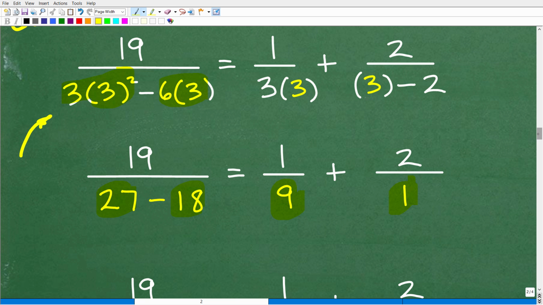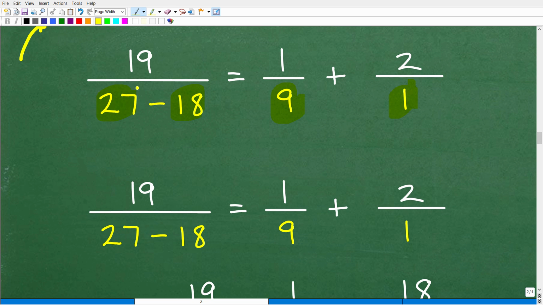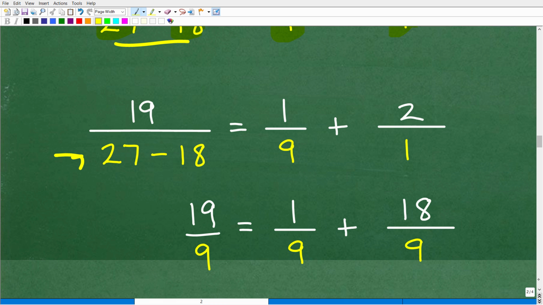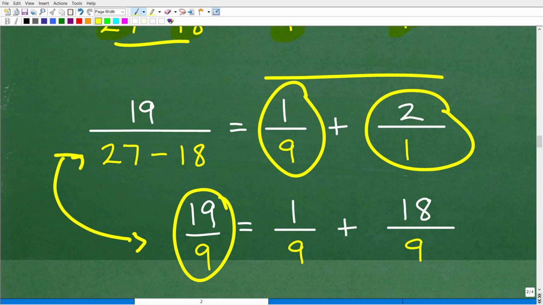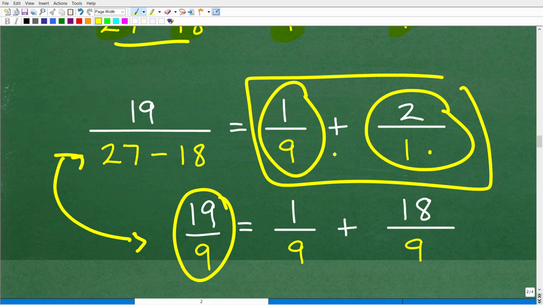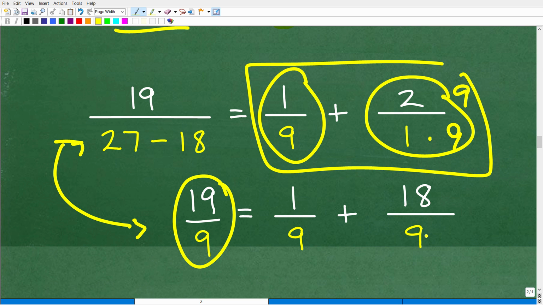Okay, so let's go ahead and finish up the number crunching here. 19 over 27 minus 18 is going to be, well, let me break it down over here. 27 minus 18 is 9. So we have 19 over 9. And now we have 1 over 9 plus 2. Now 2 over 1, we have to add these two fractions right here. The LCD is 9, so I'm just going to multiply both the top and the bottom of this fraction by 9. So now I have 18 over 9.